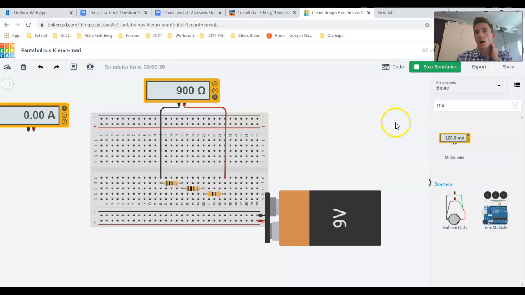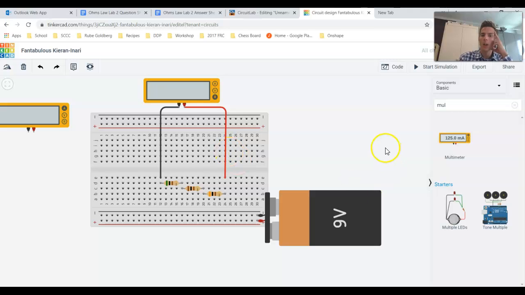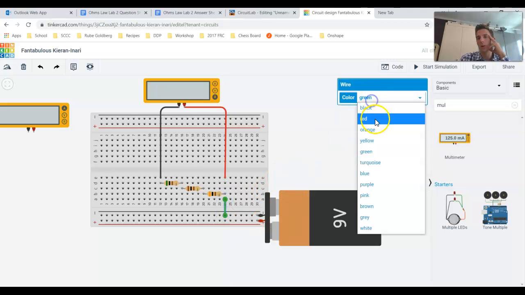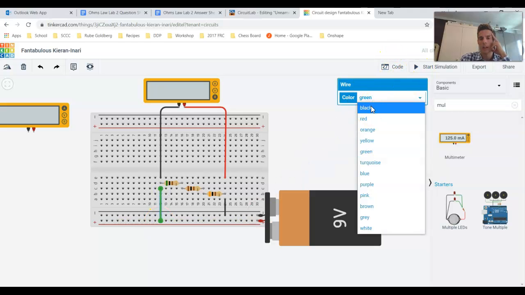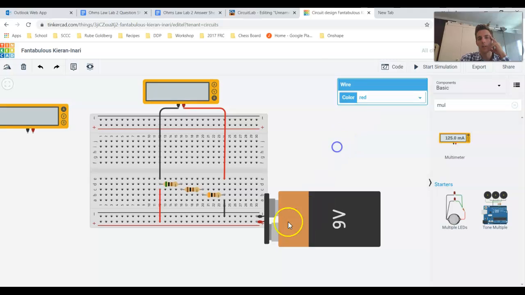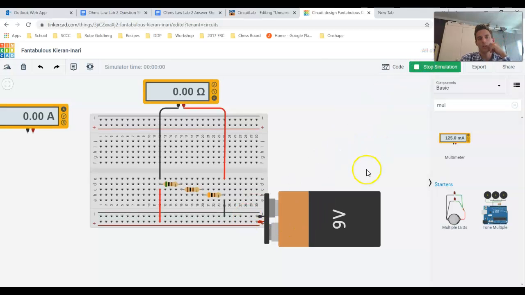So again, one reason why it's important to do the math and check your work is because if things are off, you can see it pretty easily. I'm going to stop my simulation. So the next thing here, if I wasn't really concerned about measuring my amperage, I could come through here and start my simulation.